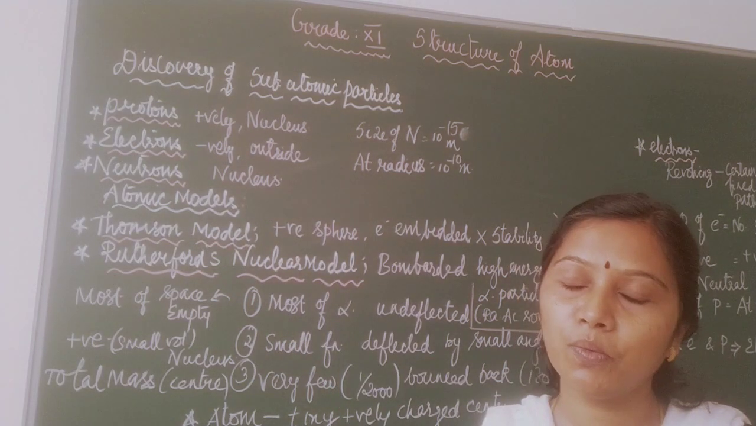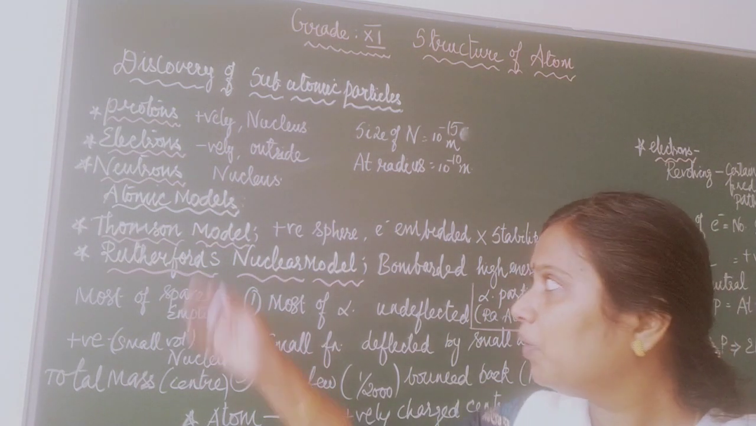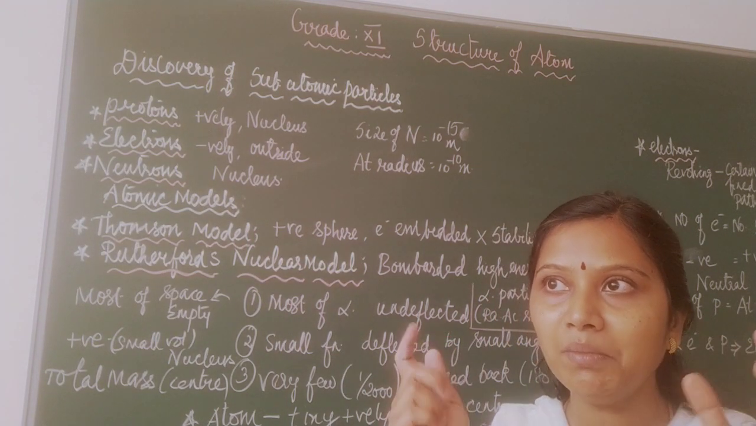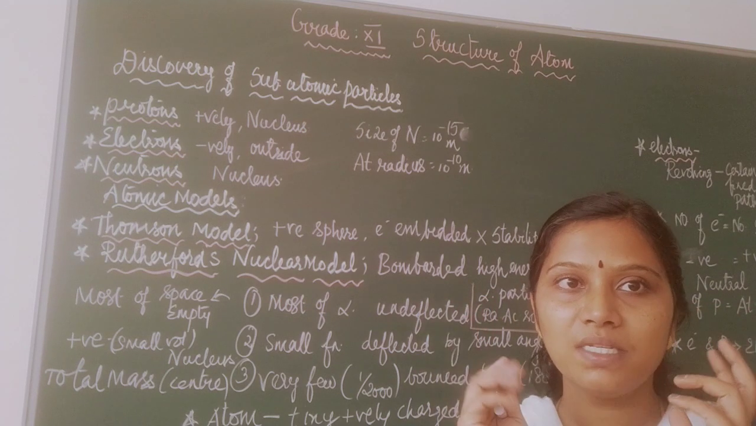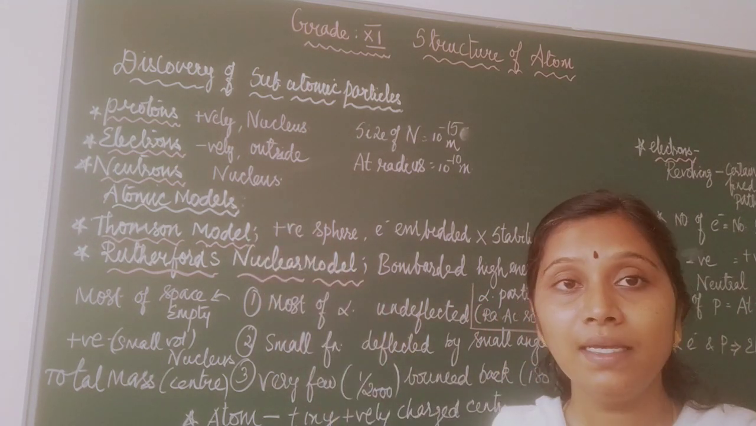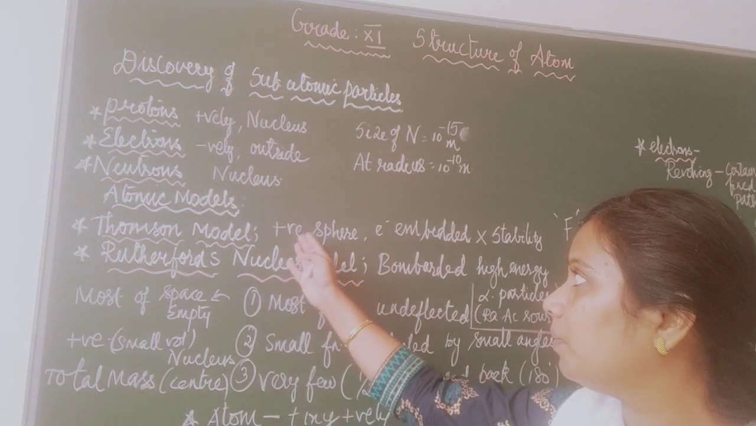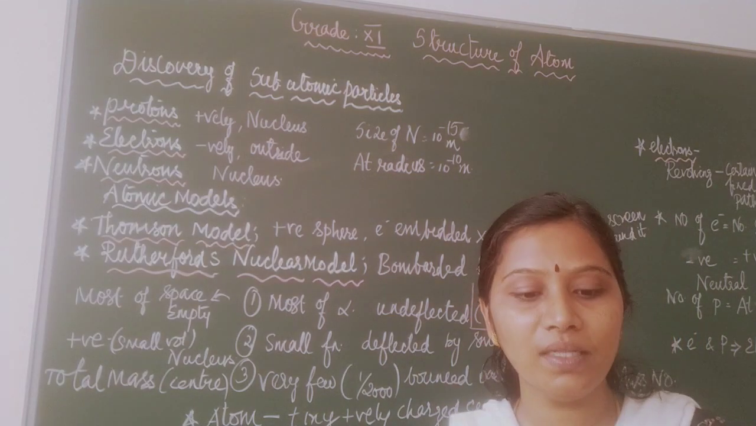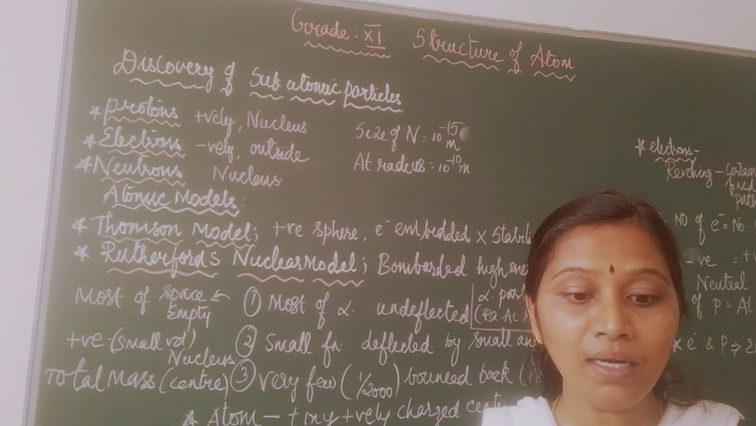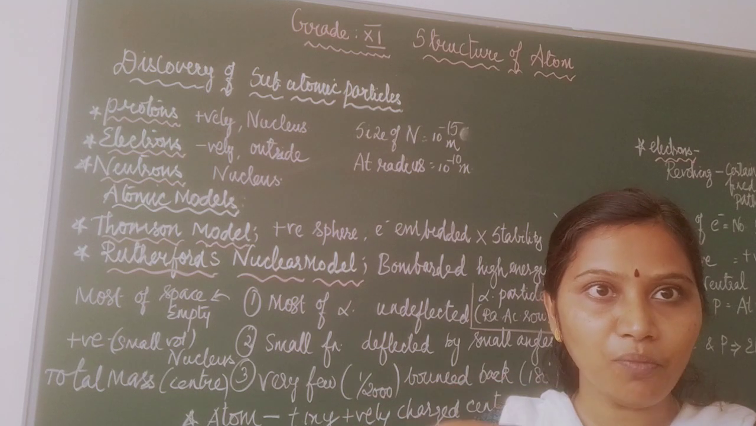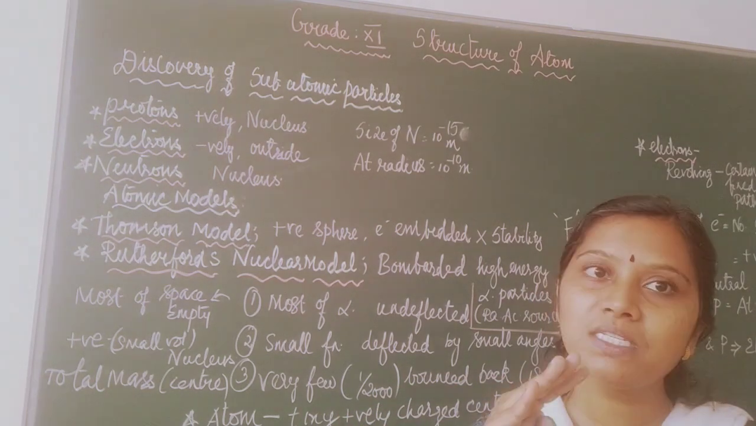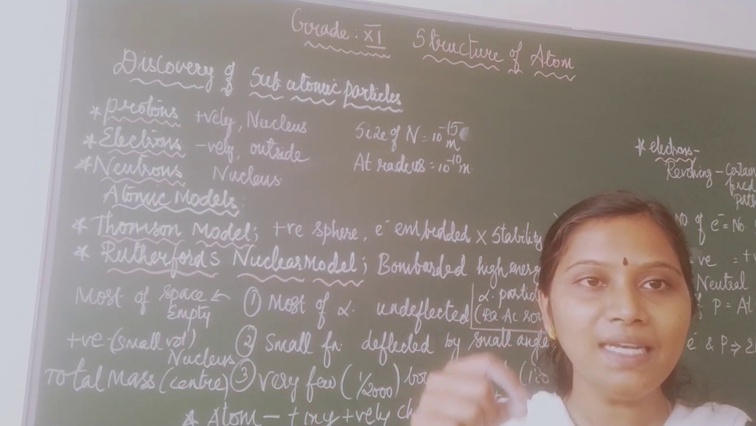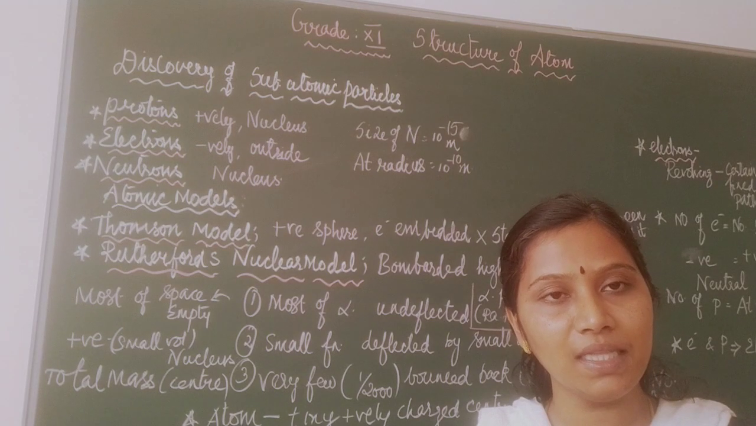What is the first model? Thomson's model. This was proposed by the scientist J.J. Thomson. About this model we have been studying from 9th standard onwards. Whenever we think of the atom, Thomson's model immediately comes to our memory. So what did he propose? He said that an atom is composed of a positively charged sphere and electrons are embedded in it. He called it a plum cake model or plum pudding model, where the entire atom is made up of a positively charged sphere, and the raisins or nuts embedded in it are the electrons, which are negatively charged.